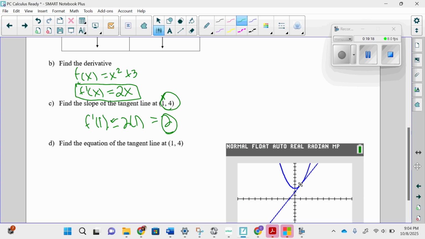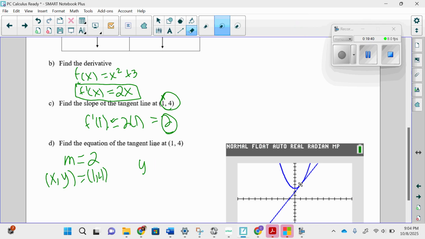And find the equation of the tangent line at (1,4). In order to write an equation of a line, we need two things. We need the slope, which we just found in C, and then we need a point, which was given to us. Since that point is not the y-intercept, I'm going to use point-slope form. y minus y1 equals the slope times the quantity x minus x1, and there you go.